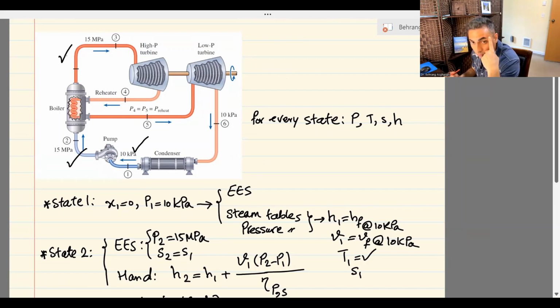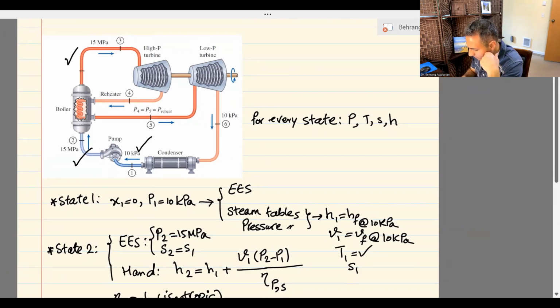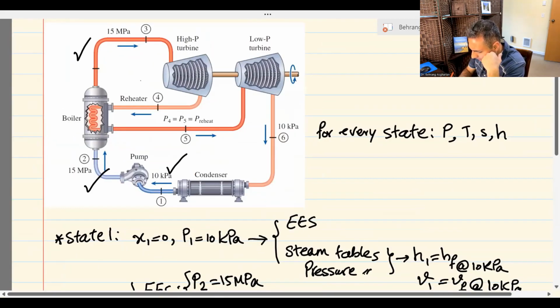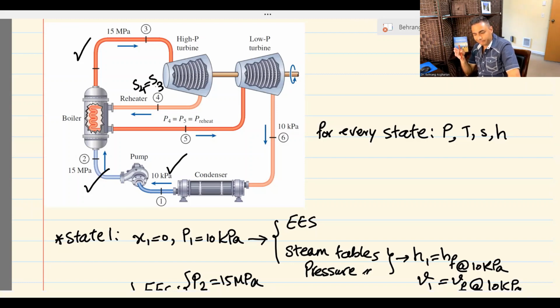What about state 4? What do we know about state 4? We know that S4 is S3. Okay, that's one property. I need one more property, and in fact I'm looking for that pressure. I don't have it right now, so let's leave it there. Then we have state 5. We know pressure 5 is pressure 4, but I don't have pressure 4, so still I don't know.